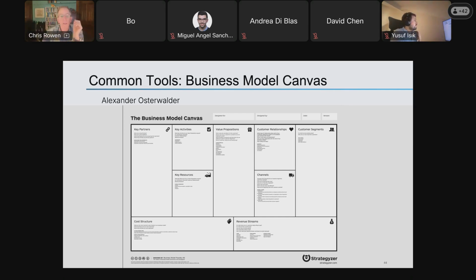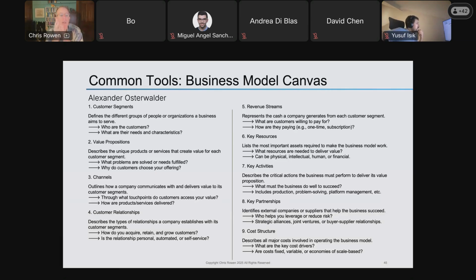So in fact, we can look a little bit more closely at this. Customer segments. What are the different groups of people or organizations you aim to serve? We talked about that. Who are your customers? Value propositions. Really key question. What is the unique product or service that satisfies the need to relieve pain or gives the customer some advantage for which they're extremely eager, even greedy?